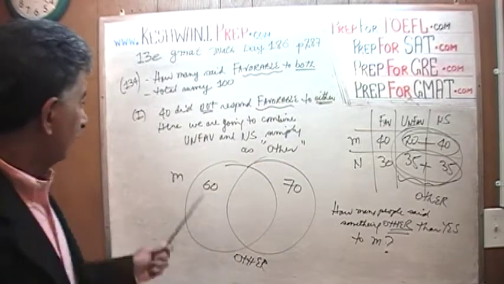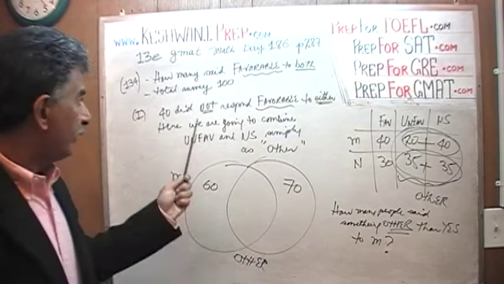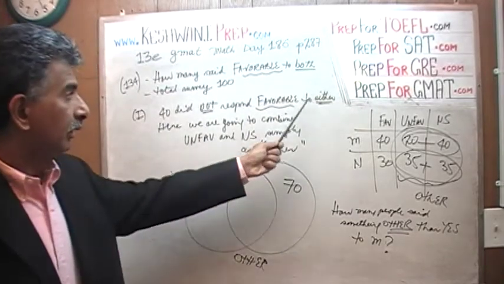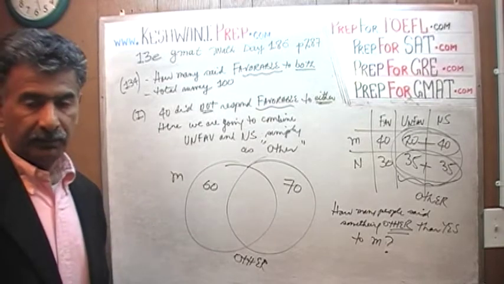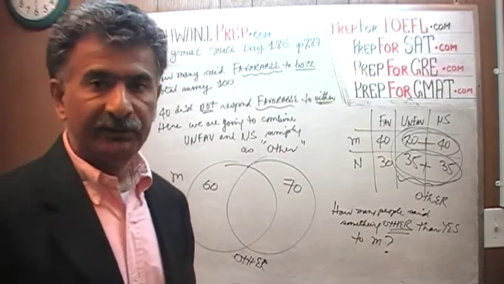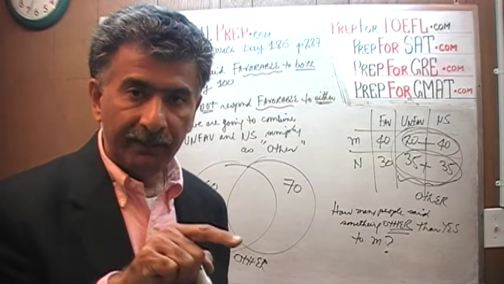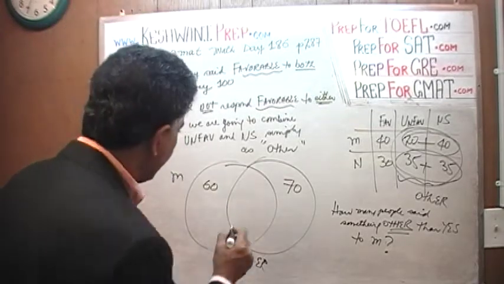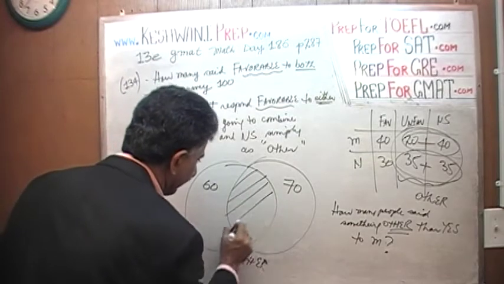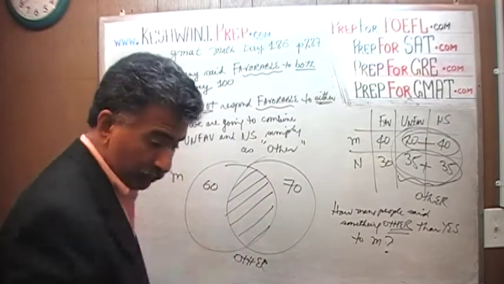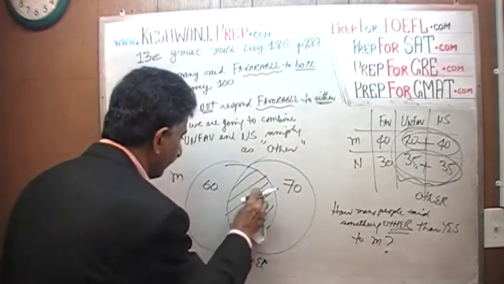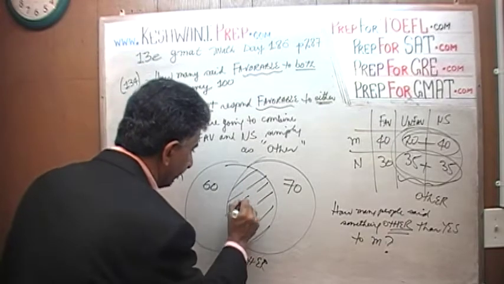But then, in the first statement, they go on to tell us that 40 of them did not respond favorable to either. In other words, there are 40 people who said something other than favorable for both M and N. That's our common area right here, and the 40 is going to fall there.